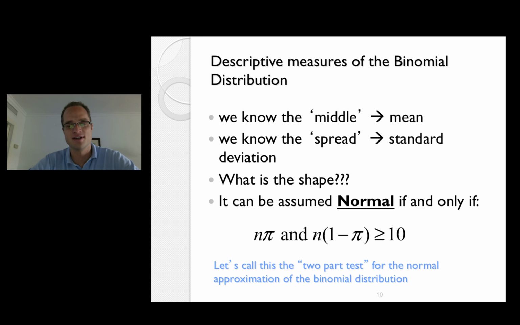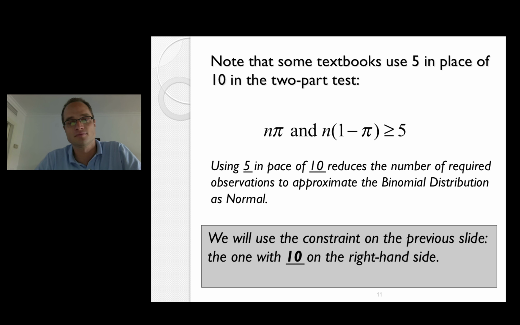If this two-part test is not satisfied, then we don't know what this distribution is going to be. In fact, it's going to be skewed in some direction. It's going to be abnormal, and we can highlight a little bit more about that. But we're going to really concentrate on when it's normal because that's when we can use our standardized normal table.